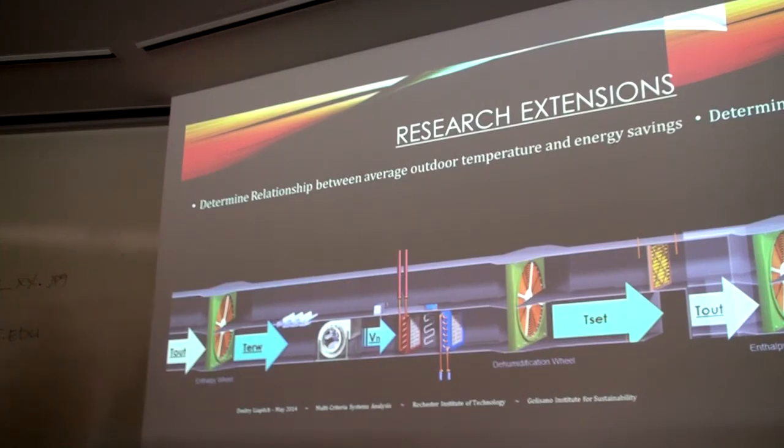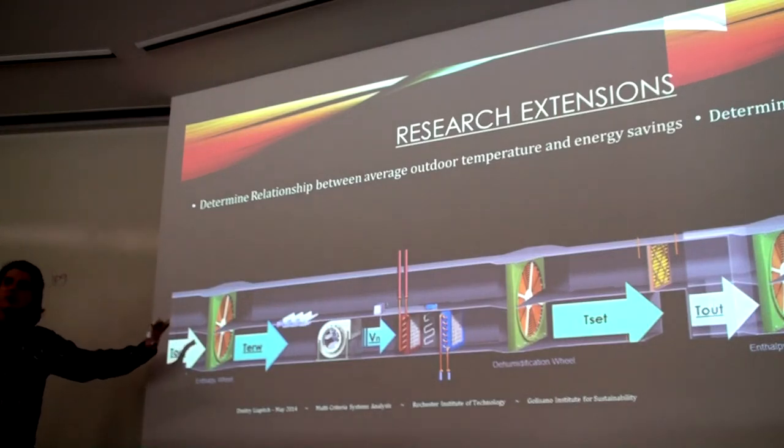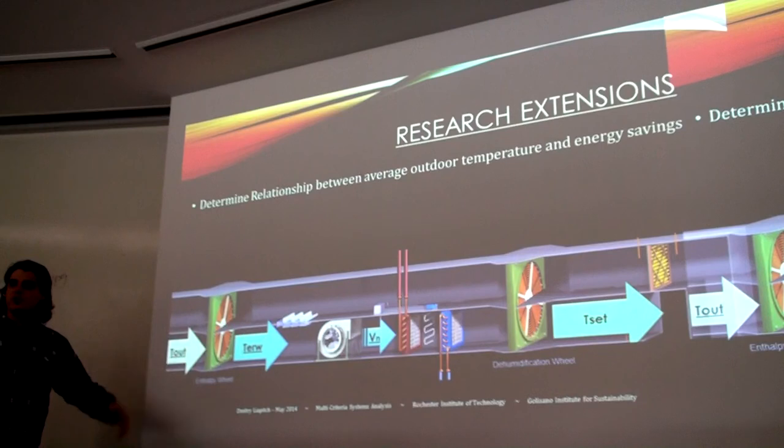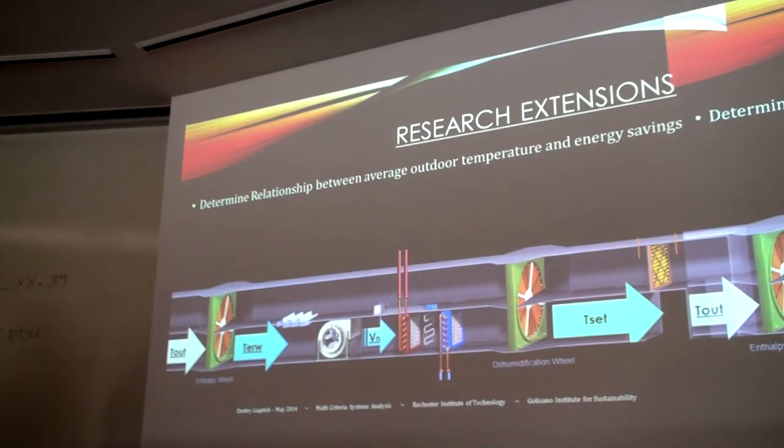If we had a map, I know Laura has a beautiful map of the climate regions. If we knew the average temperature in Rochester was 57 degrees or something, what is that limit for where you would want to install an enthalpy wheel?